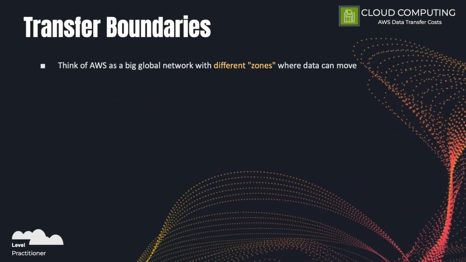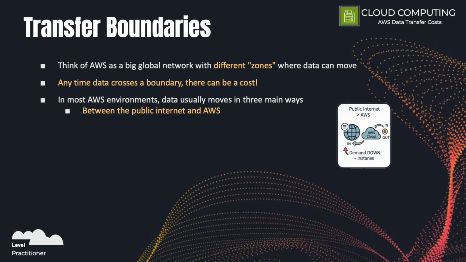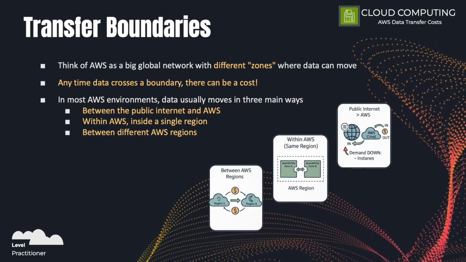Think of AWS as a big global network with different zones where data can move. So anytime data crosses a boundary from AWS to public internet, between regions, or between availability zones, there can be a cost. And in most AWS environments, data usually moves in three main ways. The first one is between the public internet and AWS. The second one is within AWS inside a single region. And the third one is between different AWS regions.